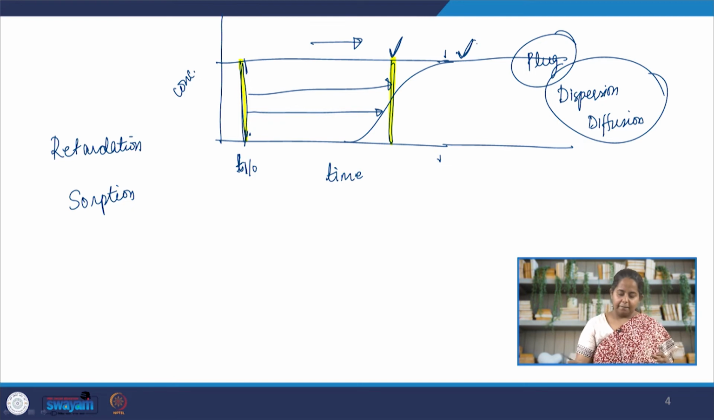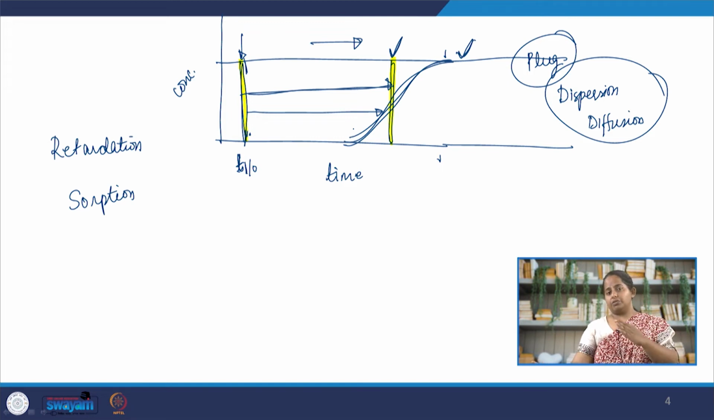So let's say here at T1 I injected some amount of contaminant, then I stopped injecting. It was a pulse injection. With the flow of groundwater, let's say it is undergoing diffusion, so there is dispersion. This is how the concentration profile looks.